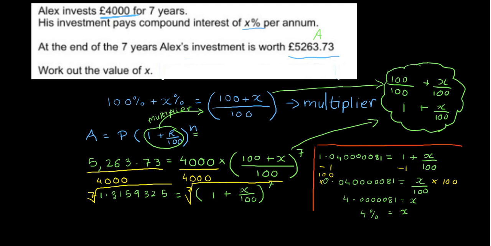And you can try it. To double check my answer, I would do 4,000 times 1.04 to the power 7. And the answer from that is 5263.73 to 2 decimal places, which is the same as this. So I know my answer is correct from that calculation.